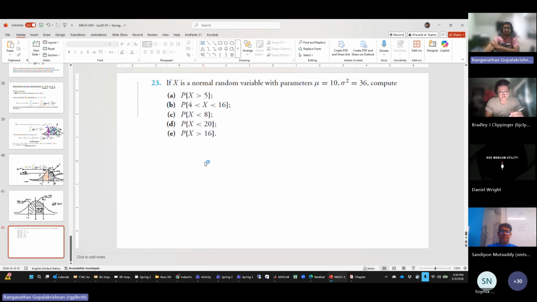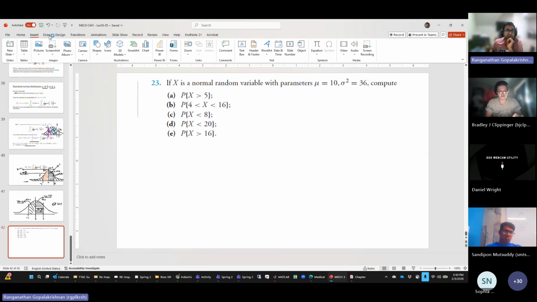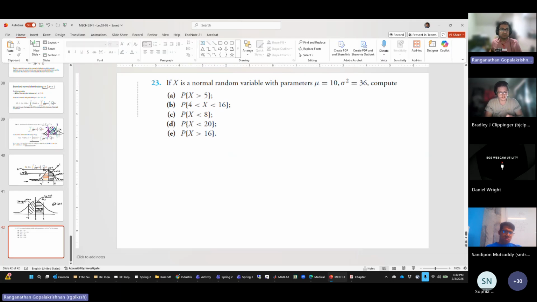Okay, so X is a normal random variable with parameters mu equals 10 and sigma squared equals 36. Compute the probability that X is greater than 5. For all of this, my first advice is don't try to solve this problem where mu is 10 and sigma is 36, or sigma is 6. First step is what?